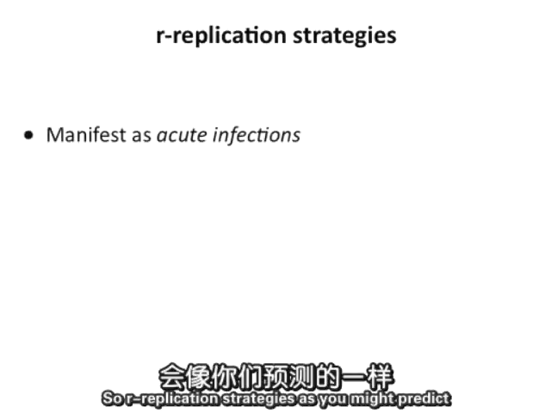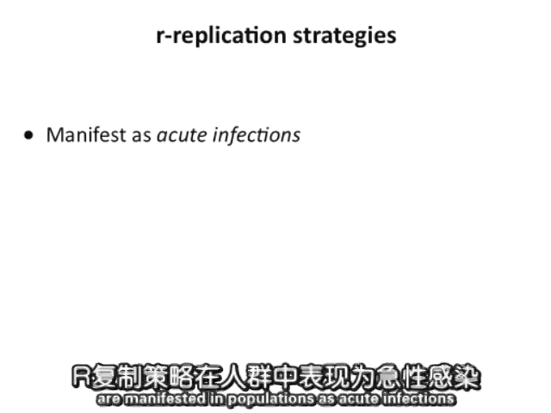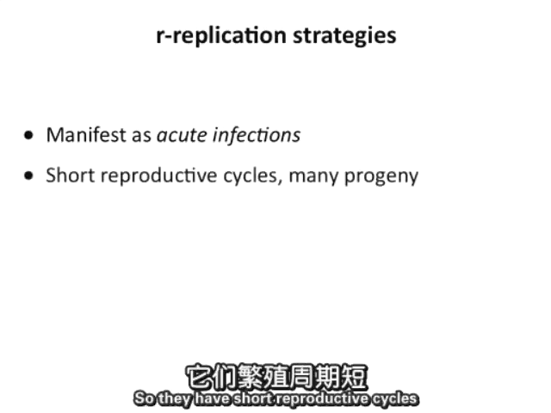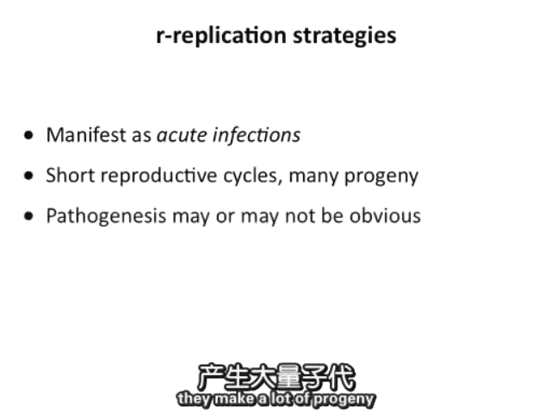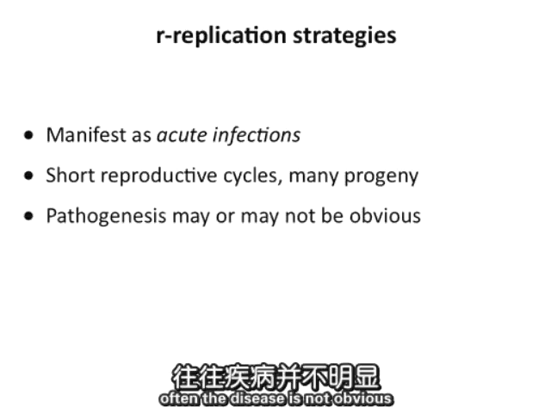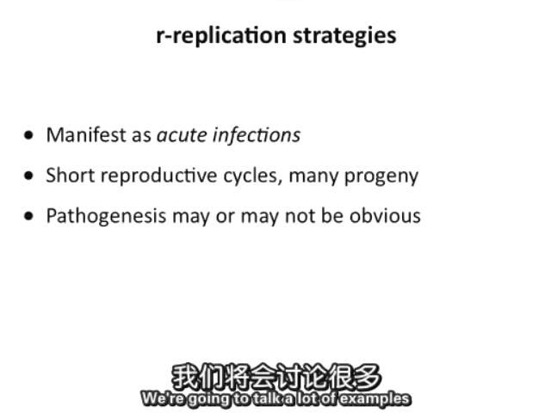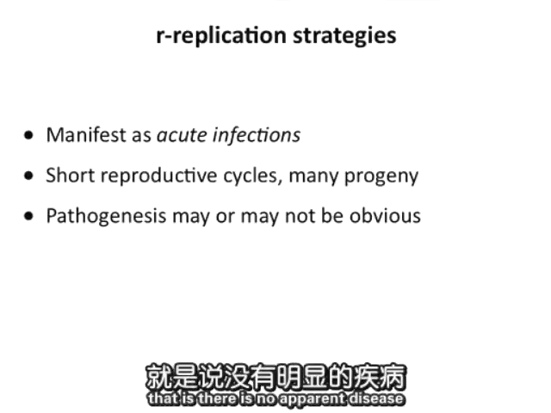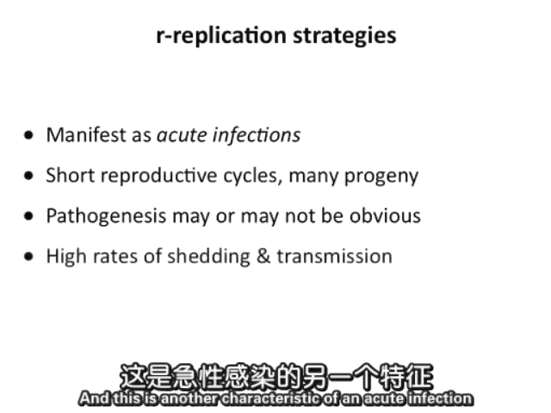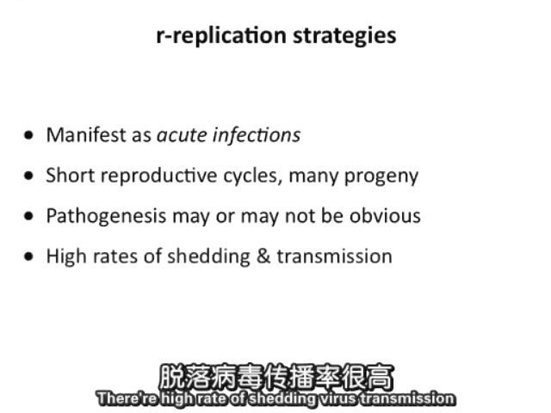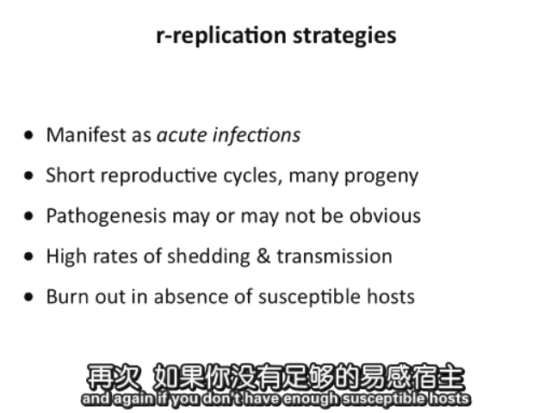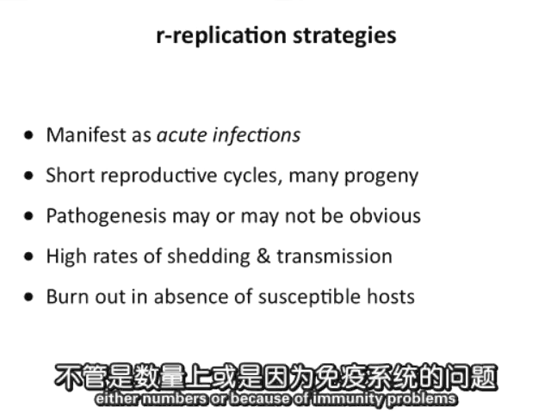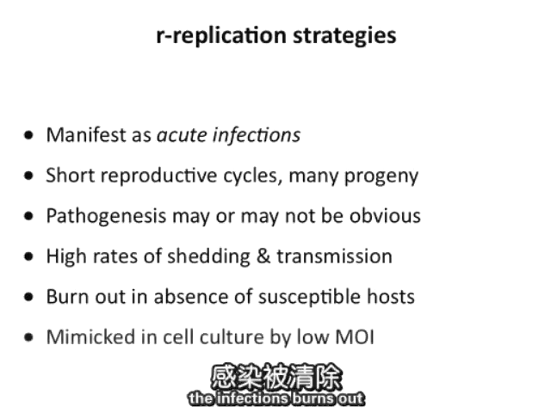So R replication strategies, as you might predict, are manifested in populations as acute infections. They have short reproductive cycles, they make a lot of progeny. Often the disease is not obvious. We're going to talk about a lot of examples where there are inapparent infections, that is, there's no apparent disease. And this is another characteristic of an acute infection. There are high rates of shedding and virus transmission. And again, if you don't have enough susceptible hosts, either because of numbers or because of immunity problems, the infection burns out.